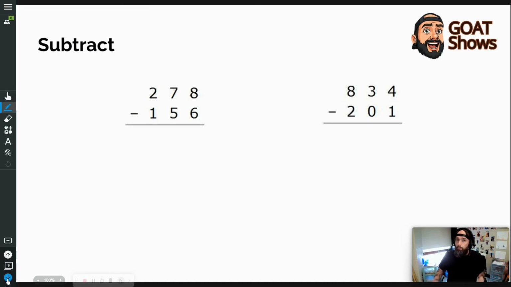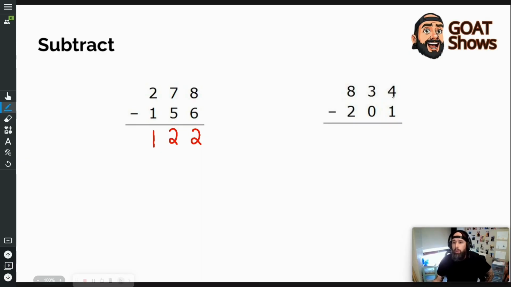Let's keep going. These aren't too bad. 278 minus 156. Go all the way to the right. 8 minus 6 is 2. Write it under the line. 7 minus 5 is 2. Write it under the line. 2 minus 1 is 1. And we end up with 122.